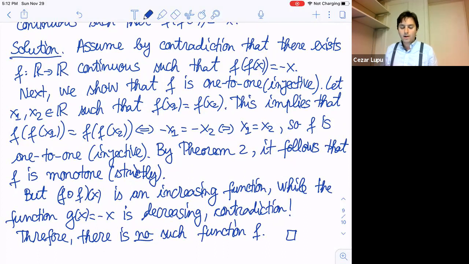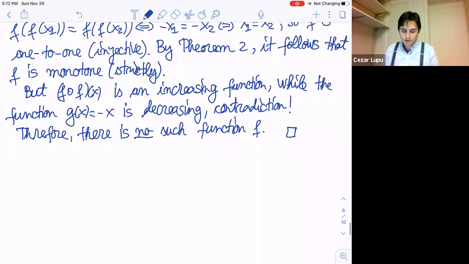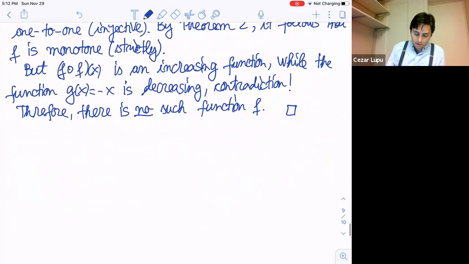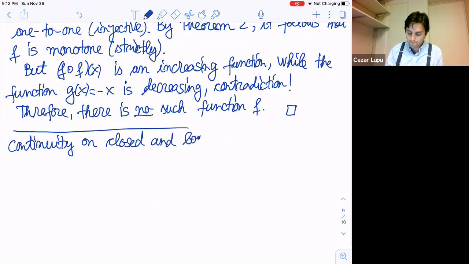All right, now I want to veer towards something else. Like I mentioned at the beginning of this lecture, I would like to talk about something about continuity, because there is an important theorem here on closed and bounded sets. In fact, when I say sets, I mean intervals.